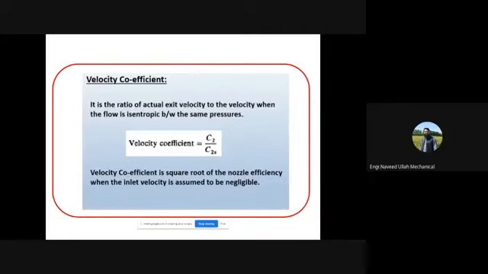Okay, velocity coefficient जो है ना, it is the ratio of actual exit velocity to the velocity when the flow is isentropic between the same pressure. The same thing, I told you कि if you take the square root of this, आपके पास C2 by C2s. What is this? This is the velocity when the process is real, and this is the velocity when the process is isentropic. So as I told you, there will be a difference. ठीक है, ये जो आपके पास actual C2 है ना, this will be a bit less than this C2s, because the losses are there.